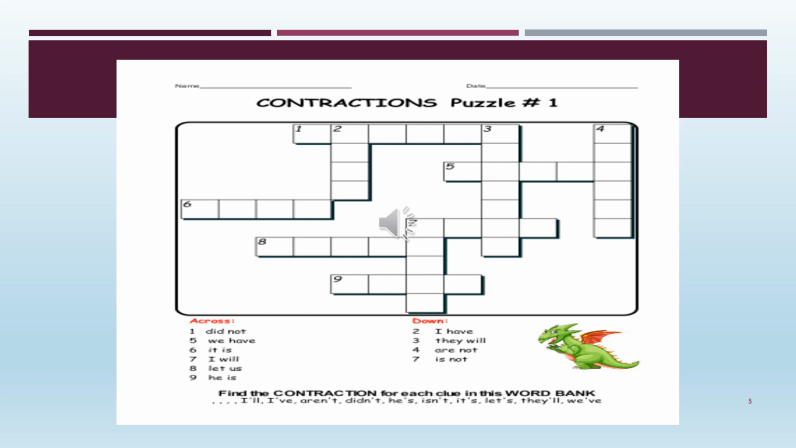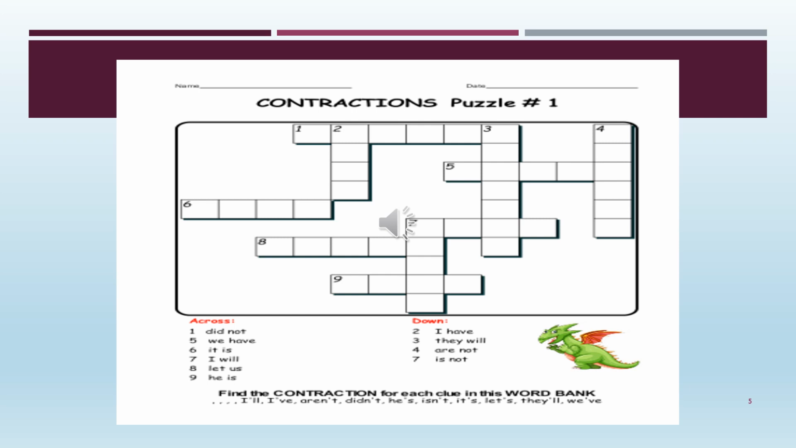On page number 5, we have a new exercise. This is a contraction puzzle. Okay, you have across, which is horizontal, and you have down, which is vertical. You have the word bank at the bottom of the page, and make sure that you find the right contraction for each clue. Number 1, across, it's did not. Two words that you need to find what the contraction is.